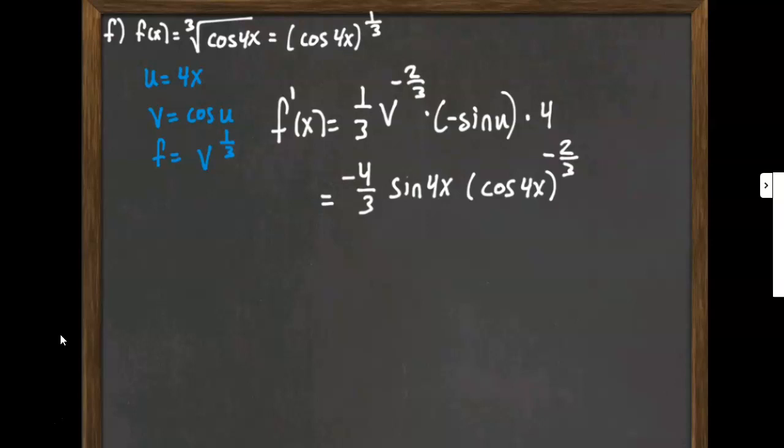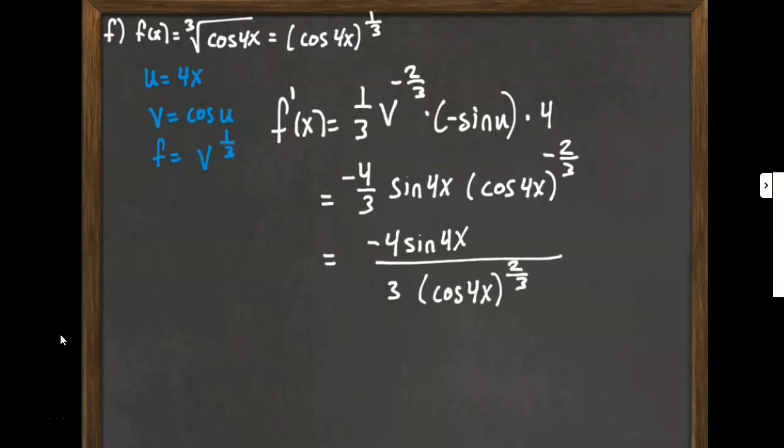And then just do a little bit more cleaning. Negative 4 at the top with sine of 4x over 3. Cosine, because of the negative exponent, needs to go to the bottom, so it becomes cosine 4x to the 2/3. I leave it like that. If you want to write that as cube root of cosine 4x squared, you can if you wanted to, but I usually leave these ones as fractional exponents.